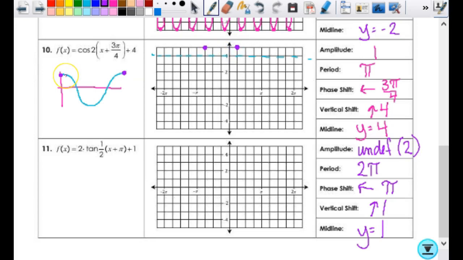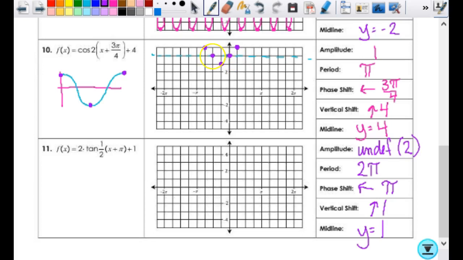Now I have these two. Now that I have the beginning and end of my cycle, everything is half, half, half. So halfway in between these two x values is the x value for my minimum point. Here's my midline, and I go down 1 because the amplitude is 1. That's this point. Halfway in between is an intercept on the midline, and there. So now I have those 5 points that I can repeat.